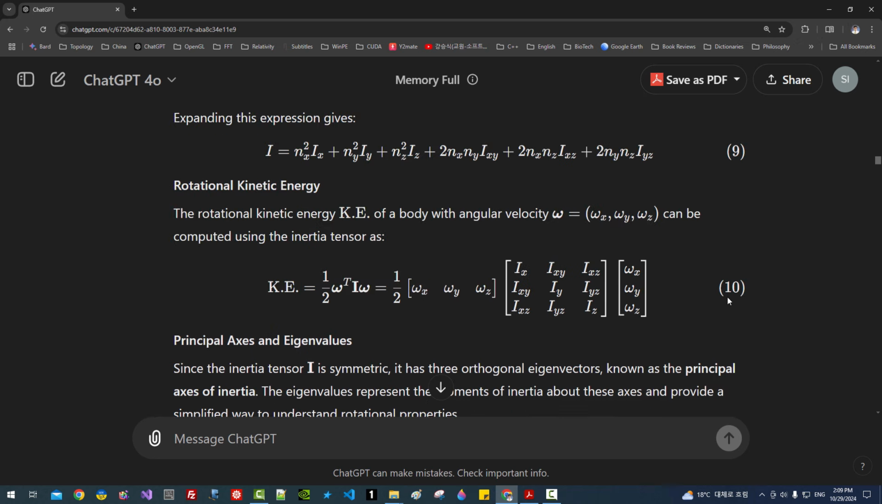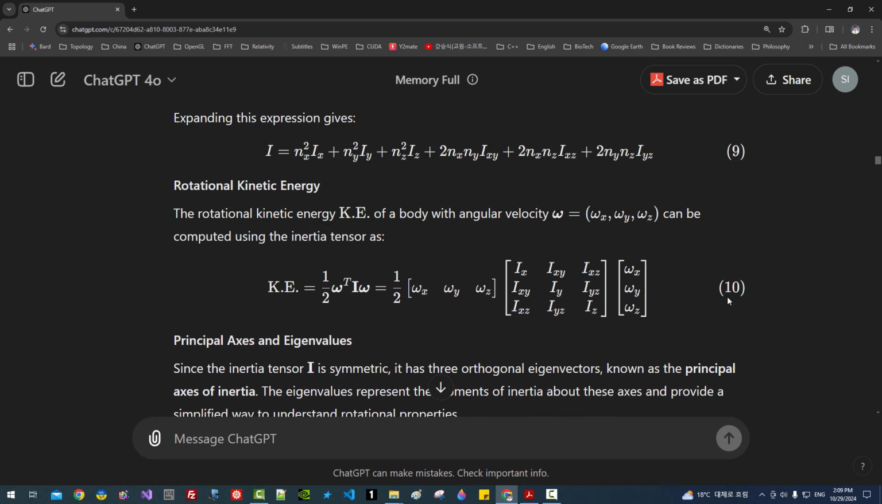Equation 3: I equals nx squared Ix plus ny squared Iy plus nz squared Iz plus 2 nx ny Ixy plus 2 nx nz Ixz plus 2 ny nz Iyz, tag 3. Here's a step-by-step explanation. 1. Understanding Ix, Iy, and Iz. Ix, Iy, and Iz are the moments of inertia of the body about the x, y, and z axes, respectively. These values describe the body's resistance to rotation about each of these principal axes. For example, Ix represents how much the body resists rotation about the x-axis due to its mass distribution.